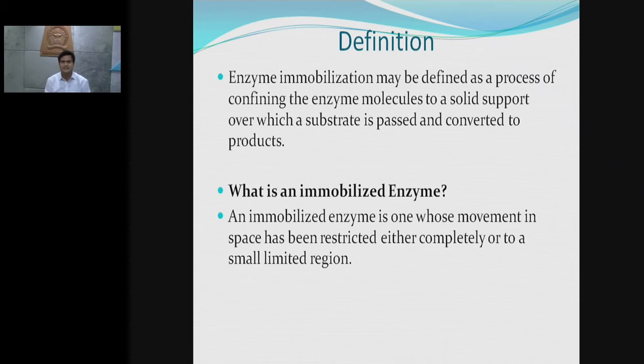Enzyme immobilization is a process of confining the enzyme molecules to a solid support over which substrate is passed and converted to products. So this is an important way where we can insolubilize a particular enzyme, which has great importance in the application of various processes. So what is an immobilized enzyme? It is one whose movement in space has been restricted either completely or to a small limited region.